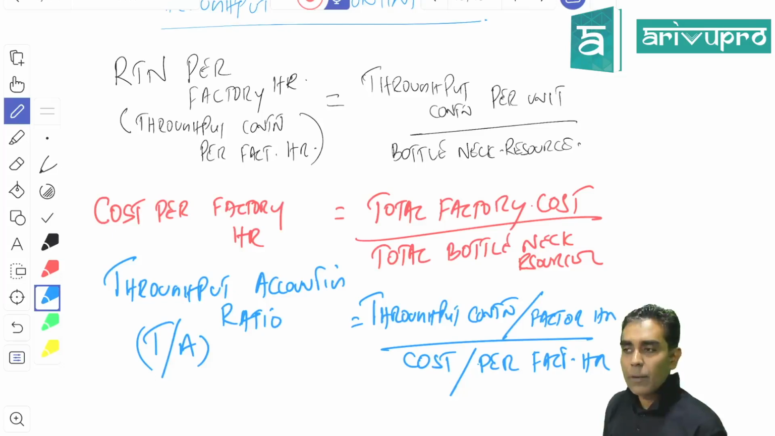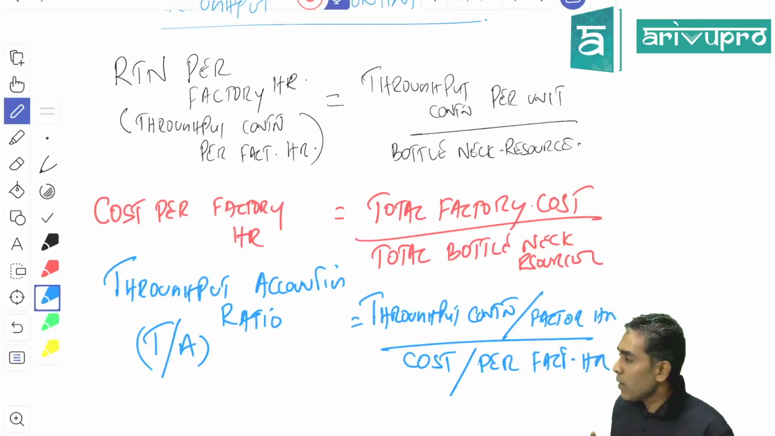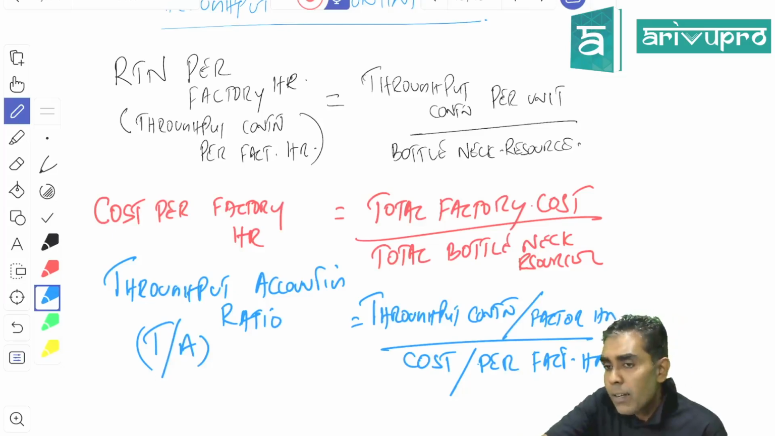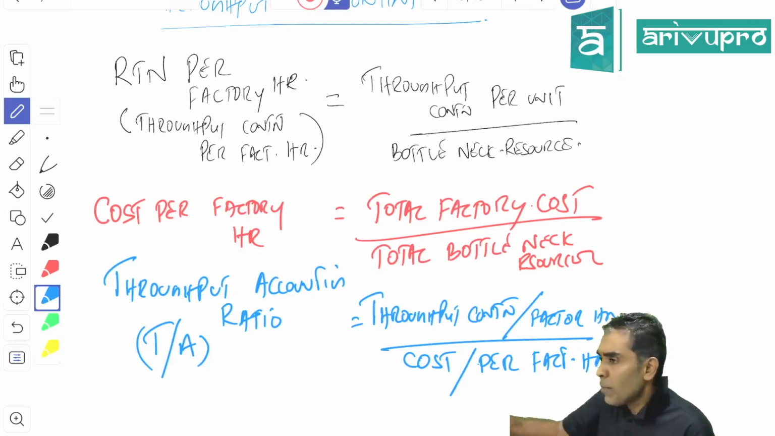Now I'm going to explain a small interpretation with regard to the TA ratio. Listen very carefully, because we'll have to analyze this part from a management accounting perspective, not only from the topics perspective. I have initially taught you the traditional method of limiting factor, and just before, the modern business approach, throughput accounting.